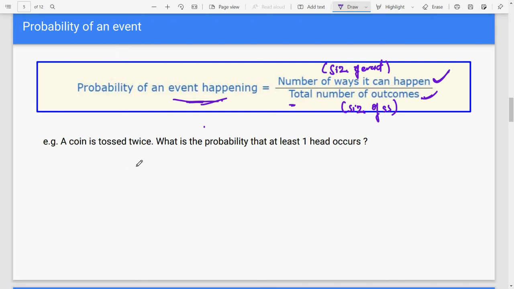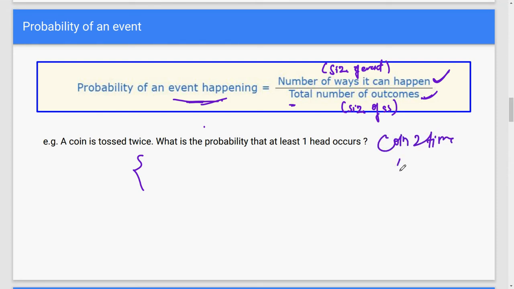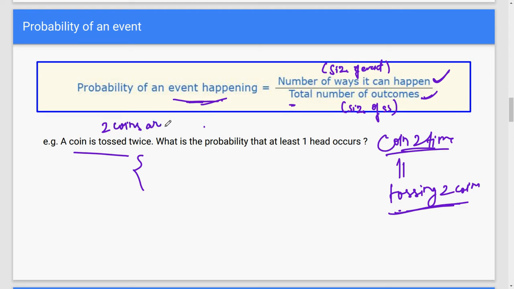The coin is tossed two times. In probability, tossing a coin two times is the same as tossing two coins. It may be written as a coin tossed two times, or as two coins tossed simultaneously. Both are the same thing. Similarly, it may be written as tossing a dice twice, or tossing two dice. These are similar too.